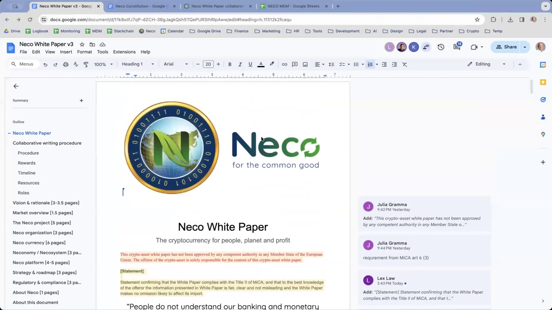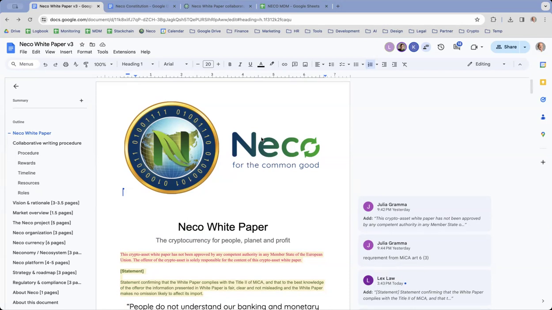Okay, so here, this is the next version of the white paper, version 3, that we're going to work on. If you are familiar with how we work at Neco, we do not use Microsoft Office. We are all in the cloud. We're using Google Docs, Google Sheets, the entire Google Workspace, because it is a very collaborative environment, where people can work together. We can leave comments and suggestions, and it's very easy for a group of people to work on the same document at the same time.